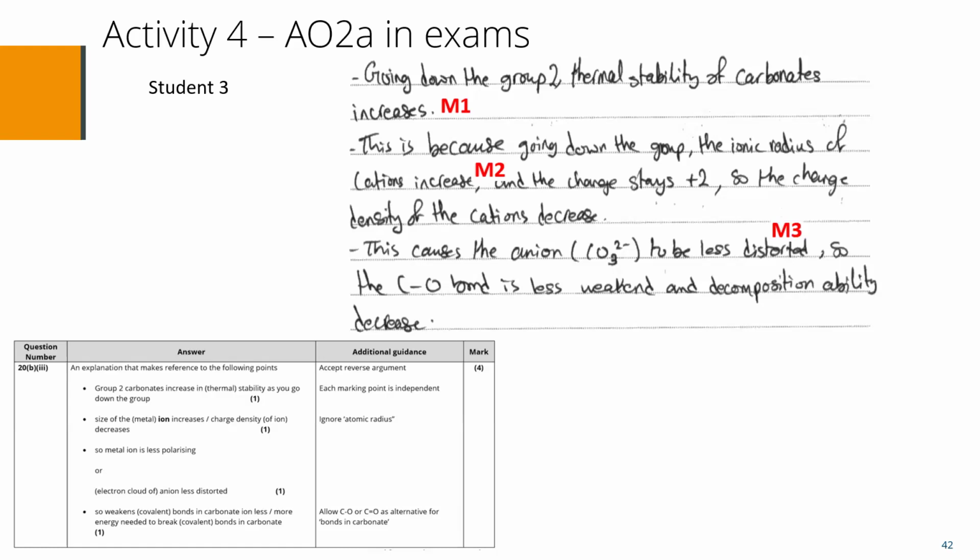And this one, finally, someone says the C-O bond is less weakened and the decomposition ability decreased. So there we are. They can score 4 points. So that's a good answer and an excellent one to show your students.